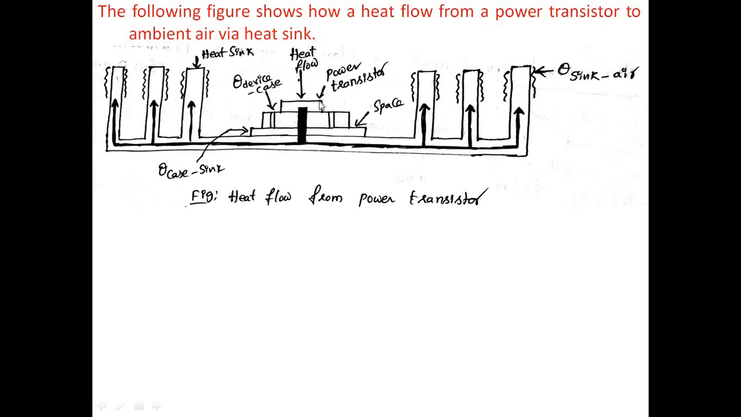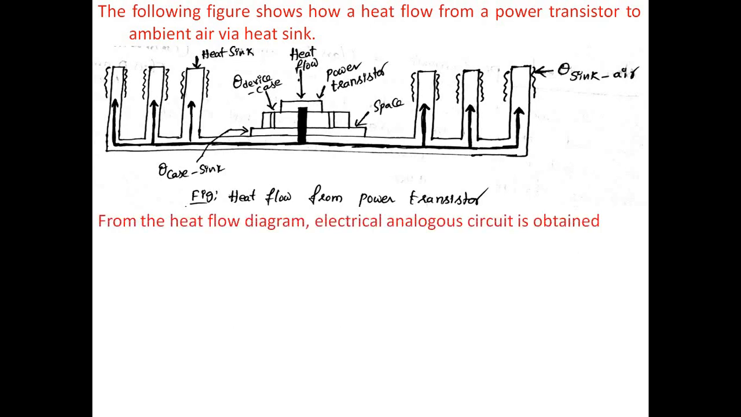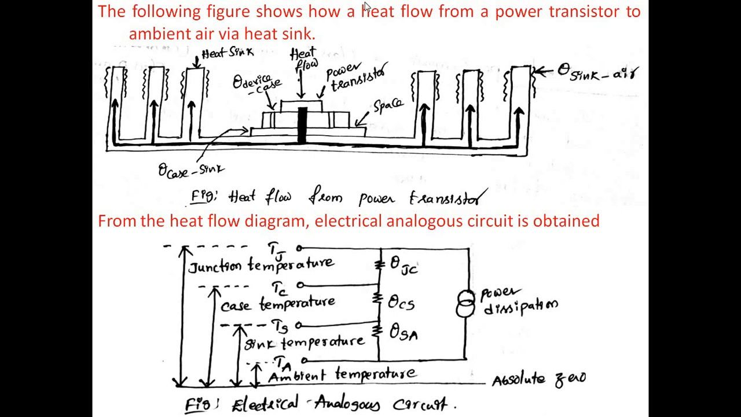Without this, the power transistor is going to heat up and reach the maximum value, and thereafter it will simply get damaged. To avoid this, to dissipate the heat, we use this heat sink in the basic circuit for power transistors. The same diagram we can represent with respect to our thermal resistances and the temperatures.